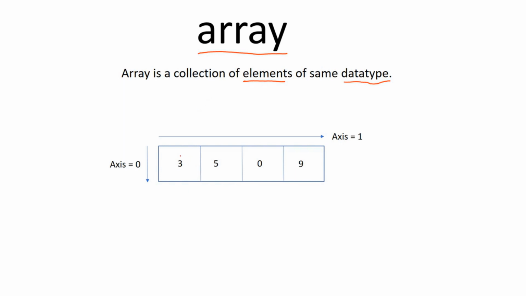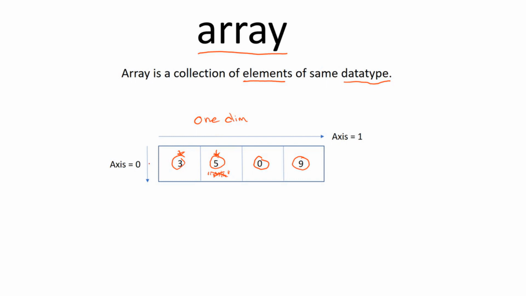Now, the same data type just means here we've got a number 3, here we have a number 5. We can't have a 3 and a string and then a 0. No, you can't have that. It has to be of the same data type. Here, these are numbers, so this is an array of numbers. This thing is called a one-dimensional array, or one dim.